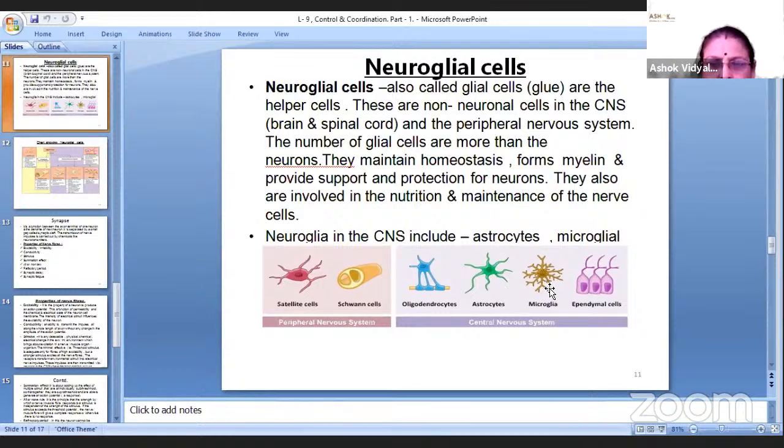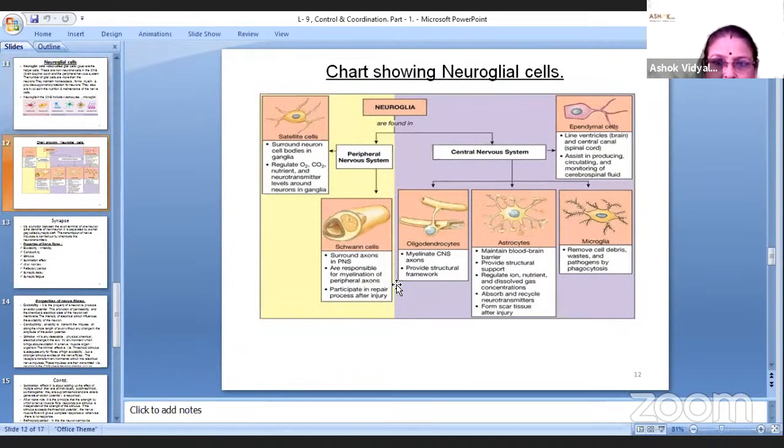These are all types of neuroglia cells which are present in the CNS, that is central nervous system. I also said that they are also present in the peripheral nervous system. So then these two types of cells are there. One is satellite cell, another one is the Schwann cell. Let's understand the function of each such type.